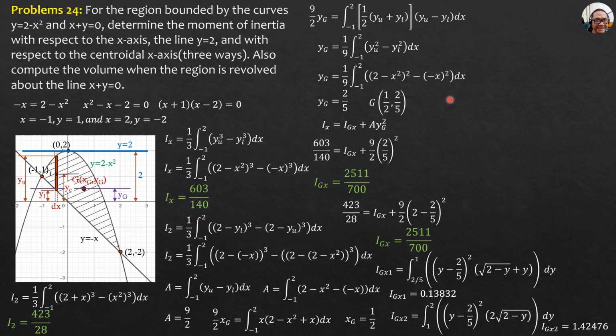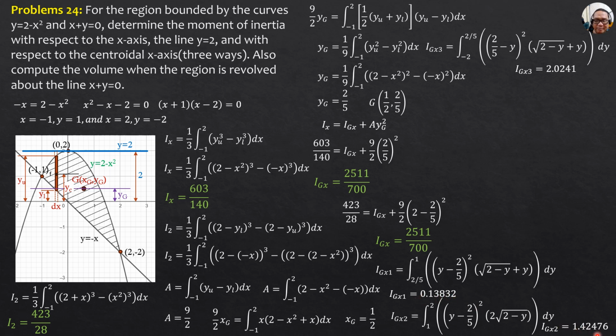So Igx3 equals the integral of the quantity 2/5 minus y squared. Then the differential area is the square root of 2 minus y for x of the parabola minus negative y, so x of the line, this line here, and quantity dy, the differential area. Because this is calculator aided, by the way, the limits are from negative 2 to 2/5. So Igx3 is 2.0241.